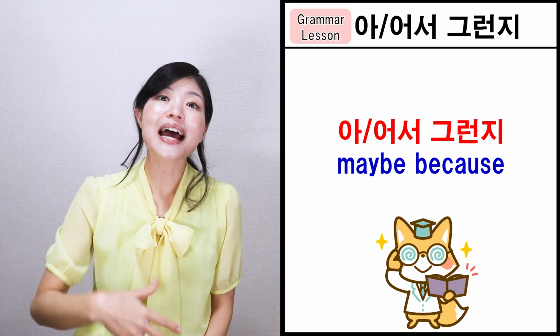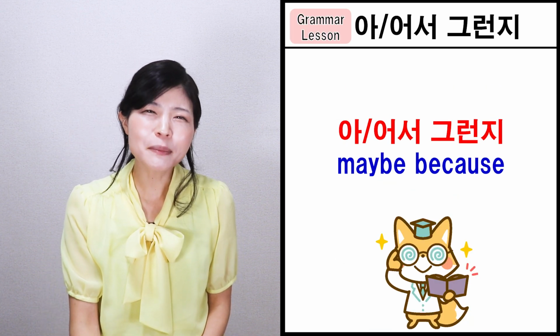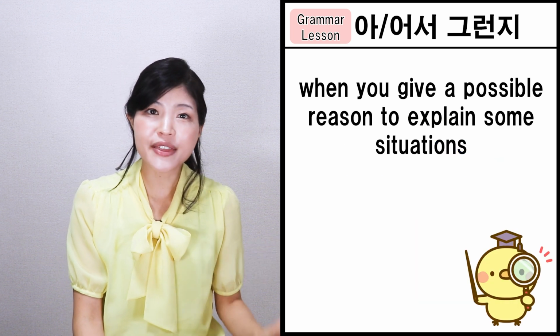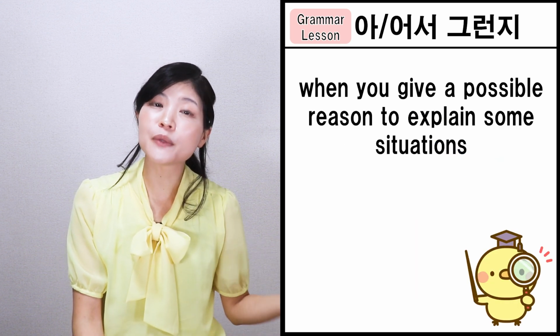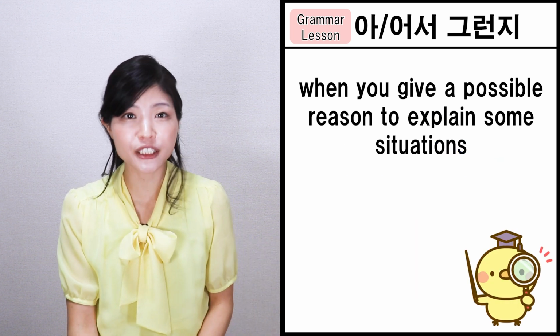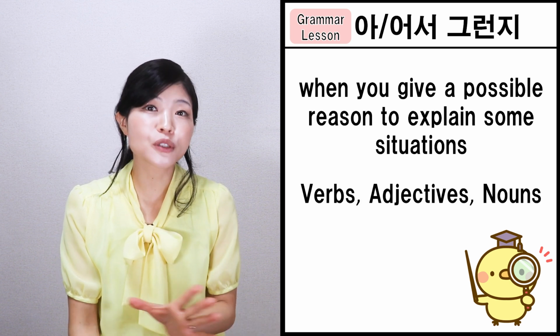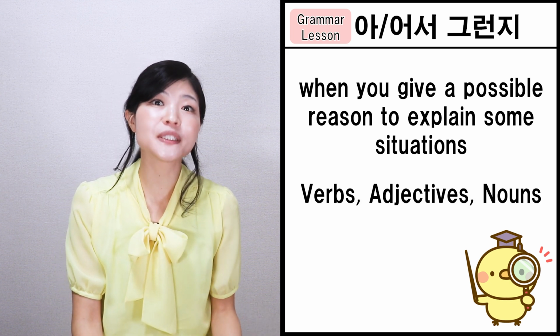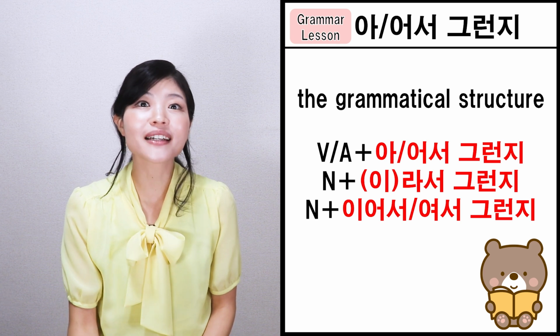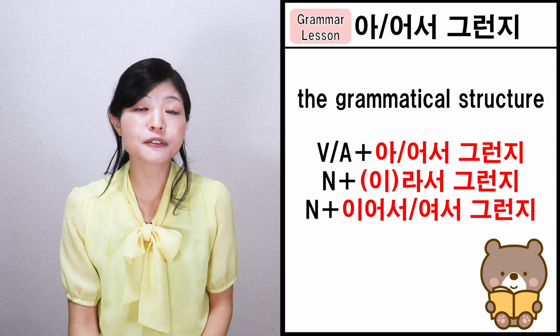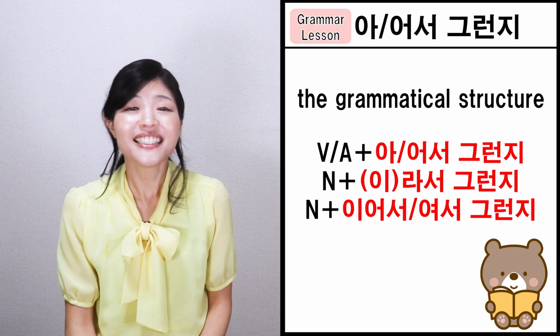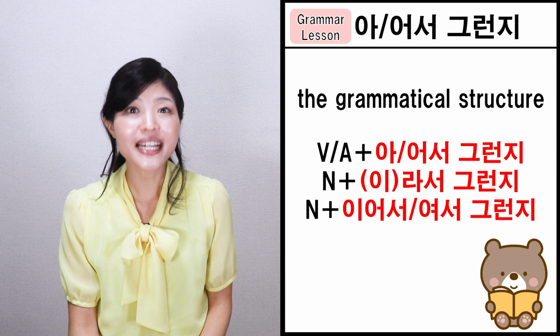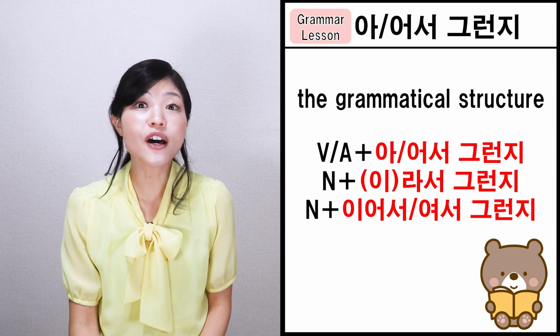The second grammar, 아/어서 그런지, means maybe because. You use this when you give a possible reason to explain some situations. You can use 아/어서 그런지 for verbs, adjectives, and nouns. Here is the grammatical structure. Verbs, adjectives plus 아/어서 그런지, nouns, 이라서 그런지, nouns, 이어서 여서 그런지.